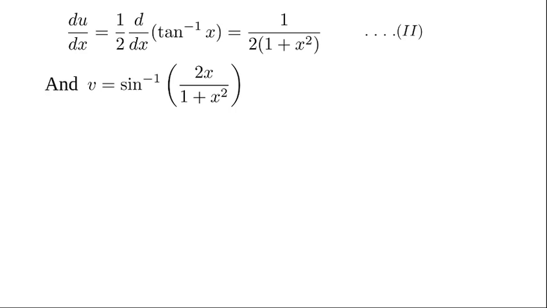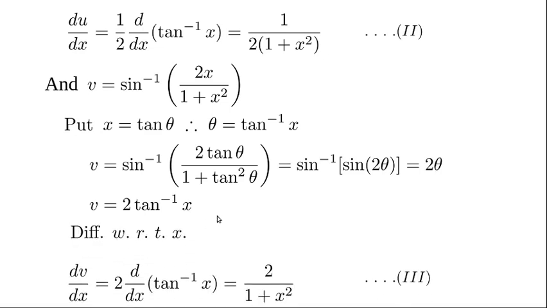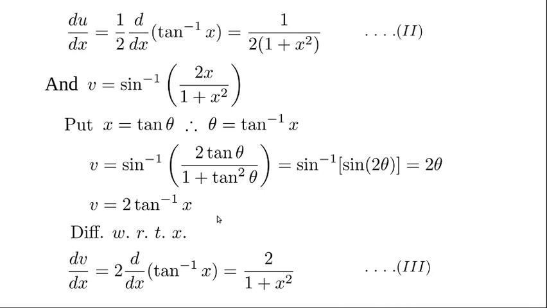V equal to sine inverse of 2x upon 1 plus x square. Again put x equal to tan theta. Therefore we get theta equal to tan inverse of x. So V equal to sine inverse of 2 tan theta upon 1 plus tan square theta, which is the direct formula of sine 2 theta. Therefore we get V equal to sine inverse of sine 2 theta, which is nothing but 2 theta, and theta value is the tan inverse of x. So V equal to 2 tan inverse of x. Differentiate with respect to x. dv by dx equal to 2 times the derivative of tan inverse of x, that is 2 upon 1 plus x square. Let us call it as equation 3.